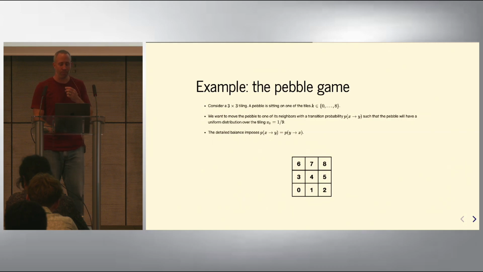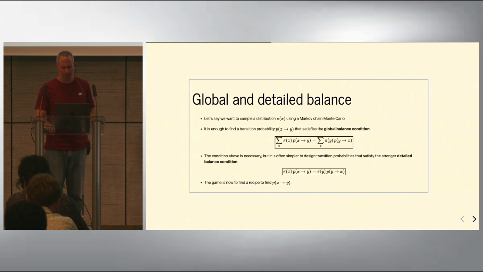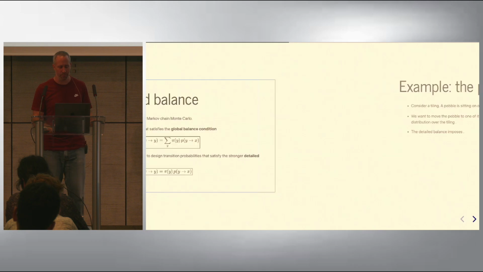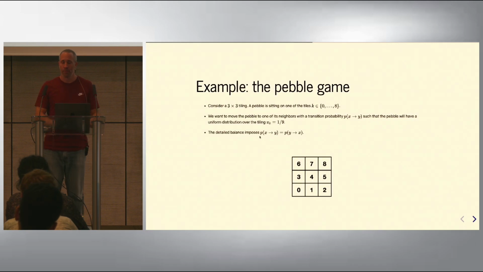In that case, the detailed balance is very simple, because my probability is the same for all cells. So in this equation, all these pi's are the same. I'm just left with the transition probability from x to y being the same as the opposite one. So I just want a strategy that tells me that the way to go from x to y is the same as going backwards.